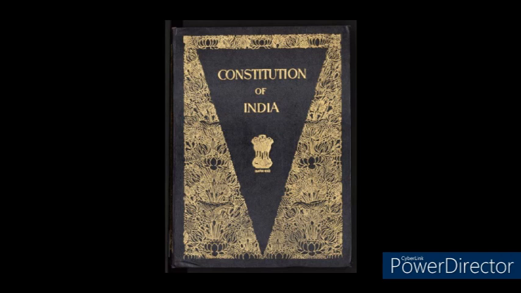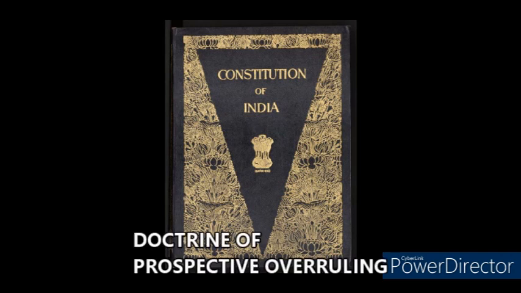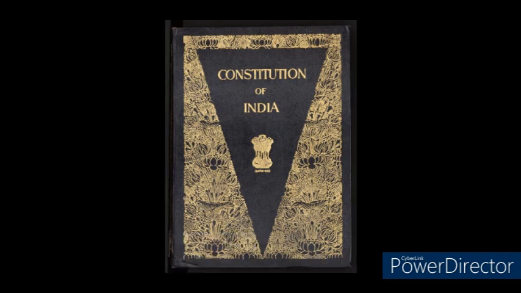So many things had changed over a period of time because of the previous judgments, so now the court devised a new doctrine called the doctrine of prospective overruling, stating that this principle would come into effect prospectively and not retrospectively.